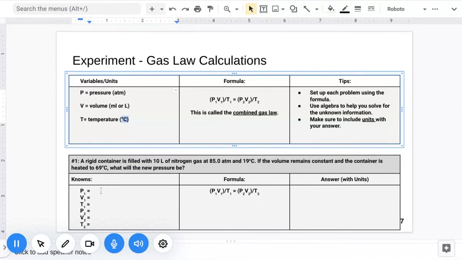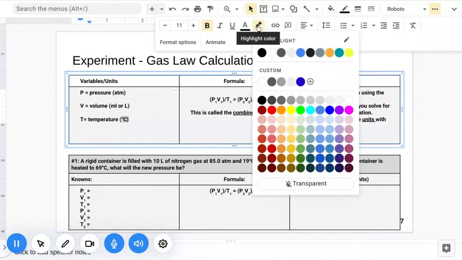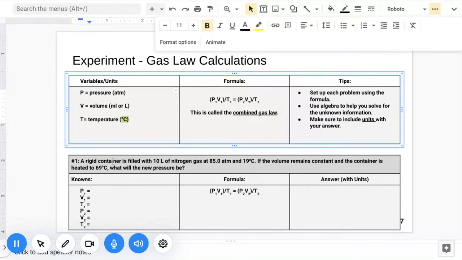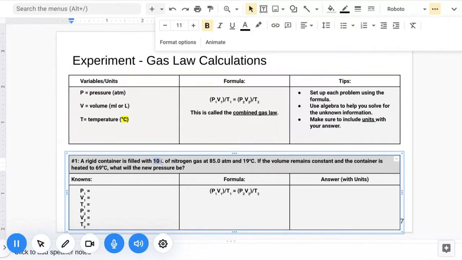So if we look at the first problem here, a rigid container is filled with 10 liters of nitrogen gas at 85 atmospheres and 19 degrees Celsius. The volume remains constant and the container is heated to 69 degrees Celsius. What will the new pressure be? So first, why don't we go ahead and highlight some of this information. In the problem, I'm just going to highlight all the numbers that are given.